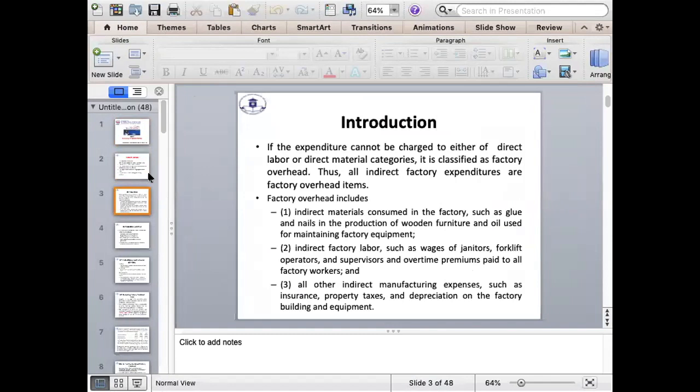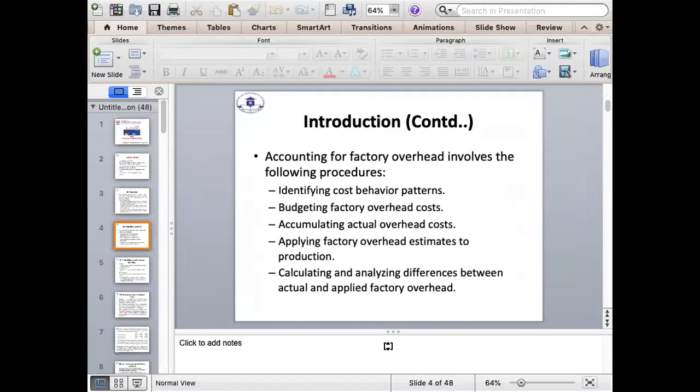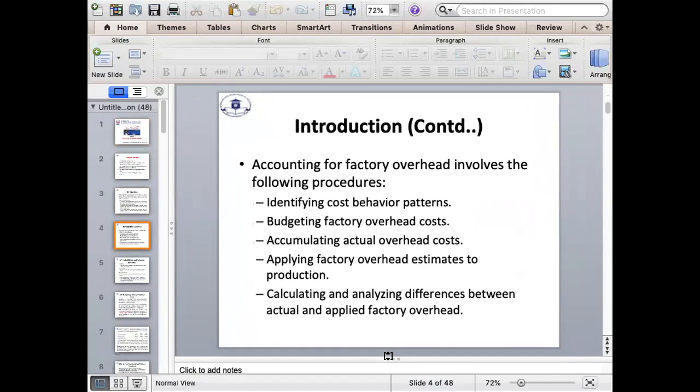Can you see the lecture slides? Can you see that? Say something, yes or no? Okay.